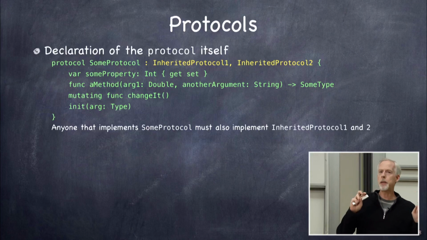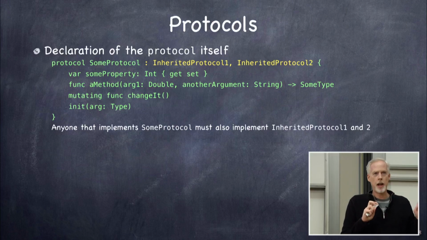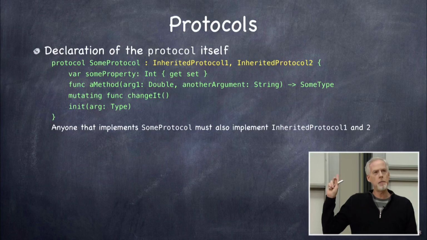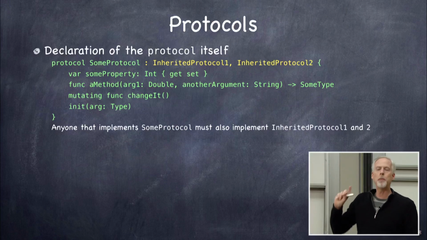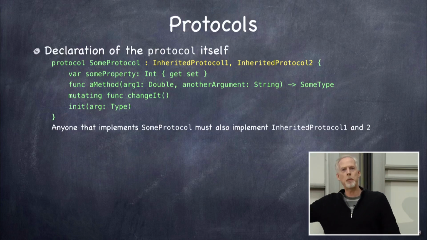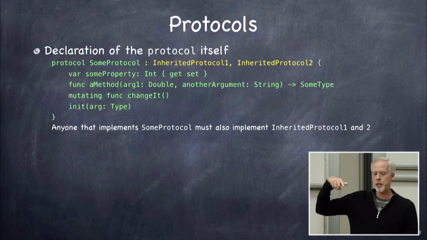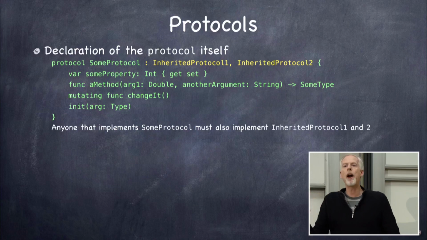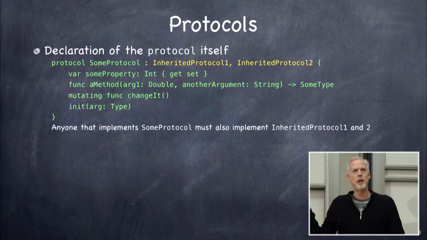It means a little bit different thing than in a class. Okay, inheritance in the protocol world means if you want to claim to implement SomeProtocol, you also have to implement InheritedProtocol1 and InheritedProtocol2. So it's almost like it's mandatory additional protocols you must implement if you want to say you implement this protocol. We call that protocol inheritance. Okay? We call it that because SomeProtocol inherits the requirement to implement these other protocols.